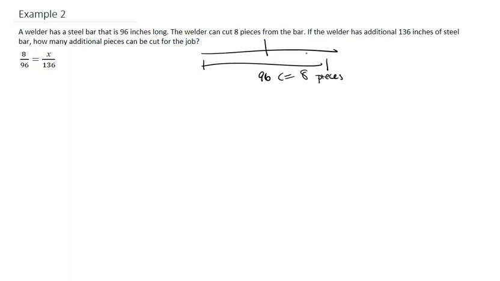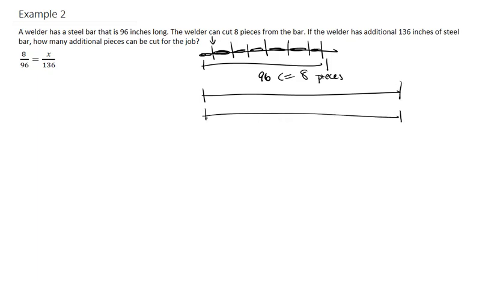So we would just chop it up, and then we would have 1, 2, 3, 4, 5, 6, 7, 8 pieces. So this is how we would do the cuts. Like this represents a cut. What we're saying now is, what if we have another piece that is 136 inches long? How many pieces can we cut from this?